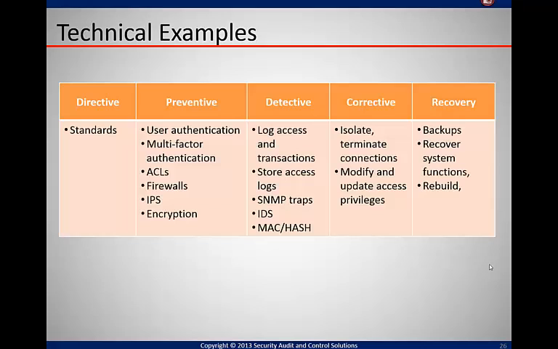Corrective actions, we can isolate and terminate connections, and that's usually intrusion prevention systems. Modify and update access privileges, can be role based on an identity basis. Now, recovery, we can have backups, recover system functions, and then also, and what I say to the guys usually, if a system is compromised, what is the best action you have to take? And usually I say it is a rebuild. Sometimes very difficult to do. However, a rebuild will ensure that you actually get back to your status quo.